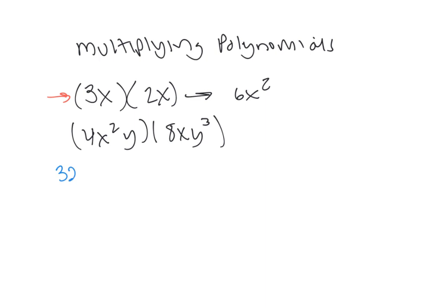We had 32 x to the third y to the third. We had 12 x to the seventh y. We had 32 x squared x y cubed.